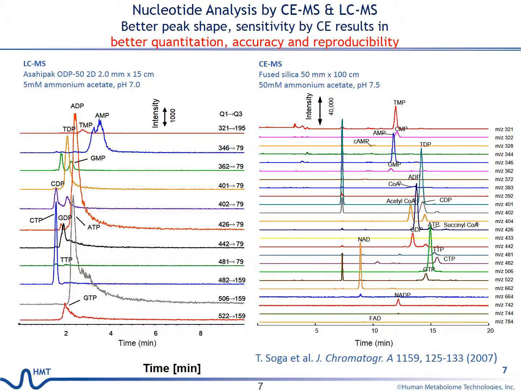Here you can see a comparative nucleotide analysis performed using CEMS and LCMS, and we show cleaner separation and better peak shape were achieved using CEMS, as well as a 40% increased detection sensitivity, which allows for better quantitation, accuracy, and reproducibility.